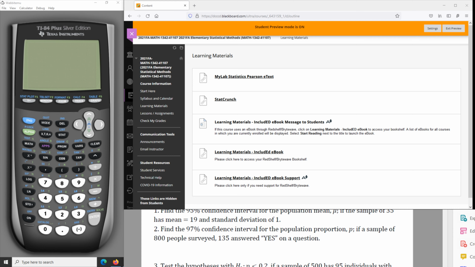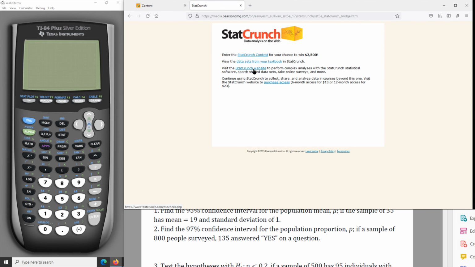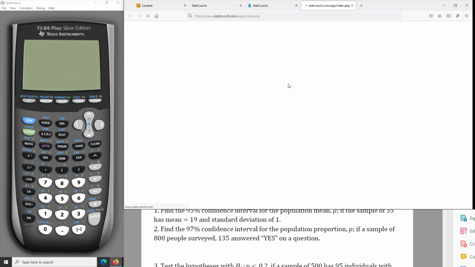Hi everybody, we will use the TI-84 calculator and StatCrunch to find the confidence interval for the population mean and for the population proportion. First, to open StatCrunch, go to Learning Materials, StatCrunch website, open StatCrunch.